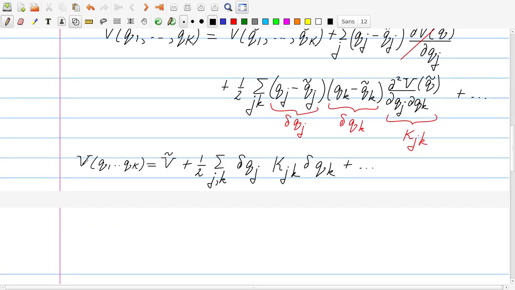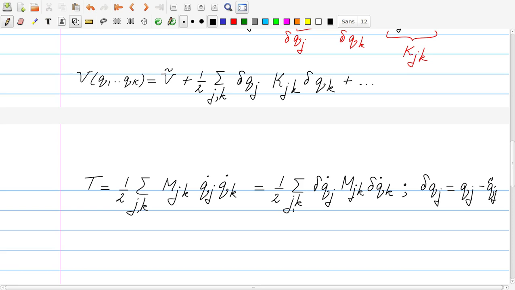We have that V of q_1 to q_K is the V at equilibrium point plus a bilinear form in the deviations from the equilibrium point. And in principle we could of course add higher order terms, but we will restrict ourselves to second order expansions in terms of the deviation from the equilibrium.